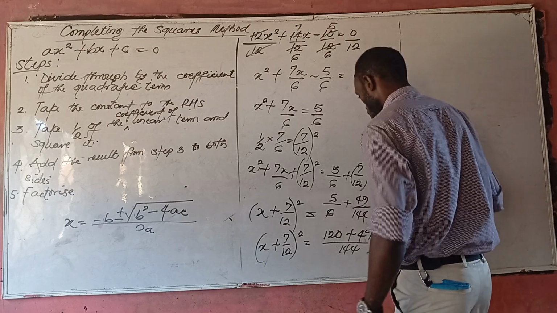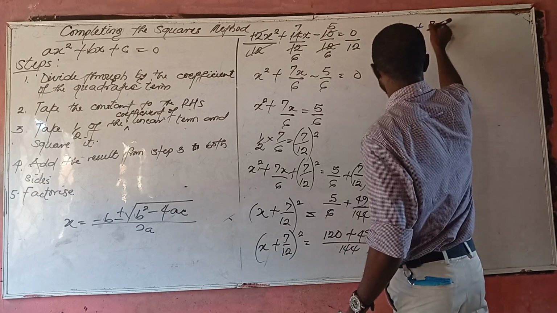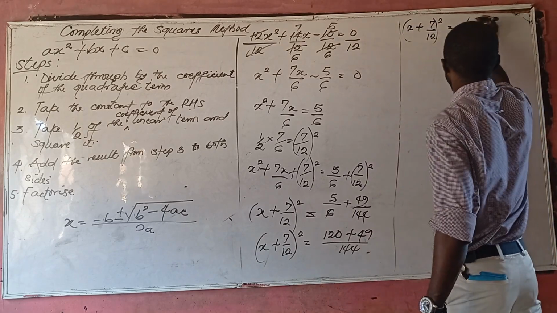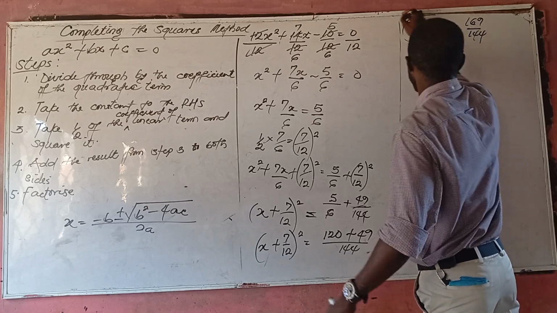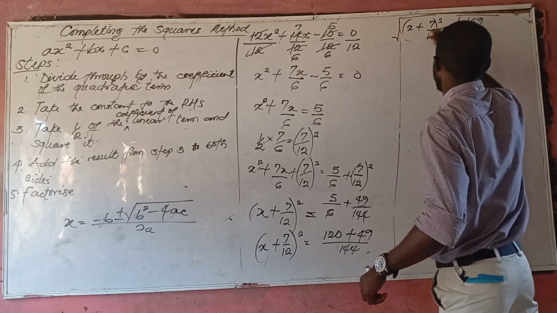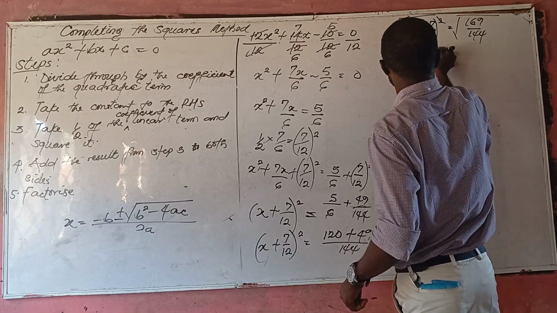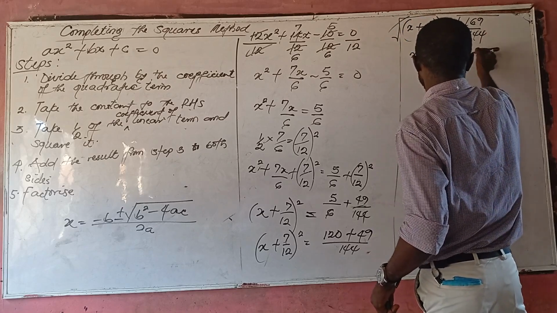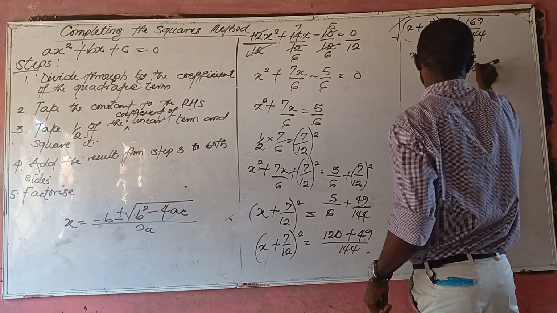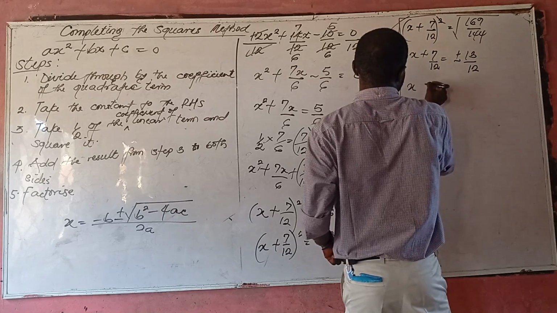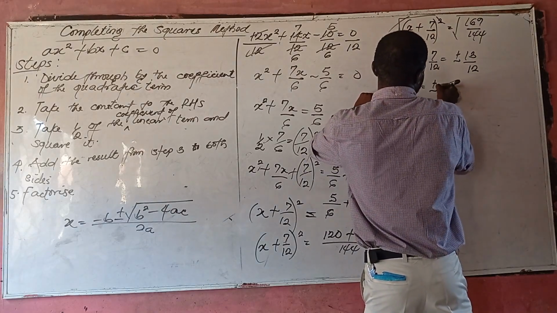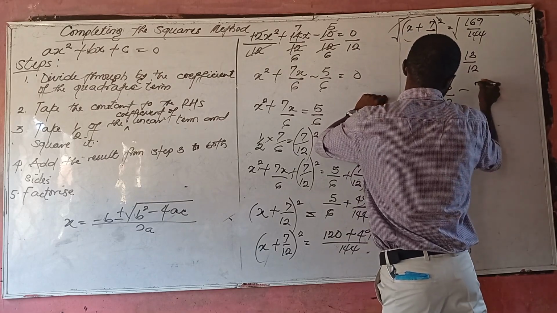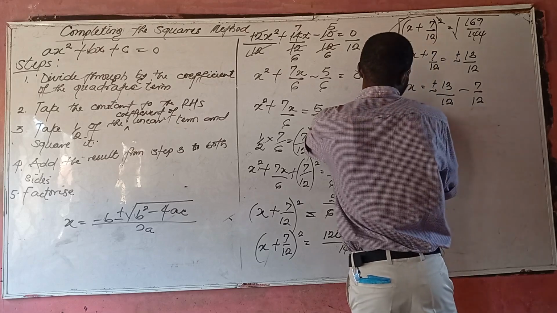So from here, we say x plus 7 over 12 all squared is equal to this plus this, 169 over 144. Take square root of both sides. Square cancels square root. X plus 7 over 12 is equal to plus or minus square root of 169, 13, square root of 144, 12. This one makes sense.